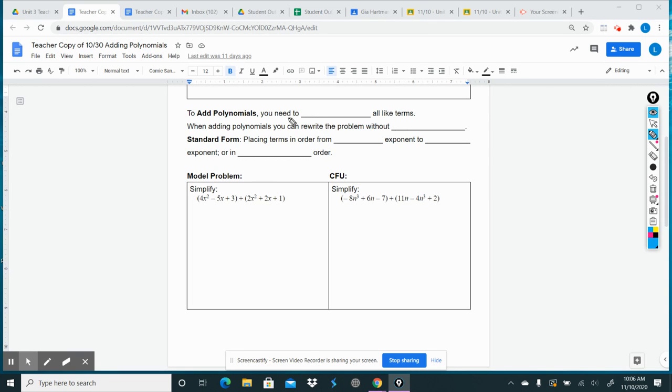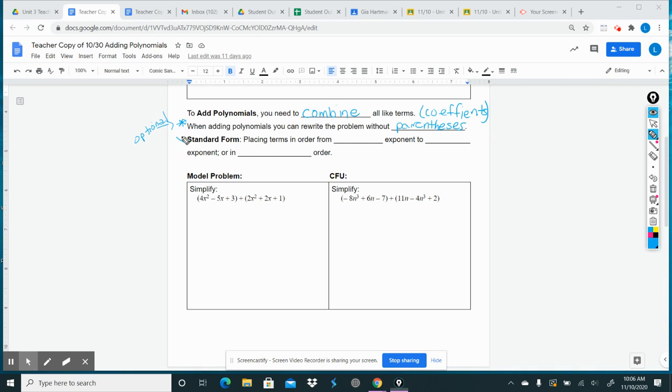So for adding polynomials, you need to combine all like terms. And what that means is you want to focus on your coefficients and your coefficients only. You're going to add or subtract them. When adding polynomials, you can rewrite the problem without parentheses. Once you get the hang of doing these, then this step can be eliminated. So again, optional once you are fluent in combining like terms.